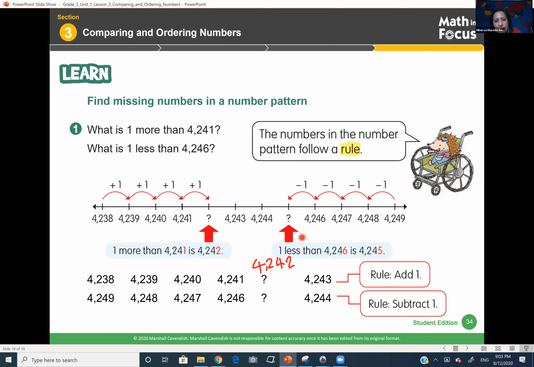Minus 1. So I can do the subtraction right there. 4 minus 1 is 3, and then 4 minus nothing, 4, 2 minus nothing, 2, and 4 minus nothing, 4. So my missing number here is going to be 4,243.